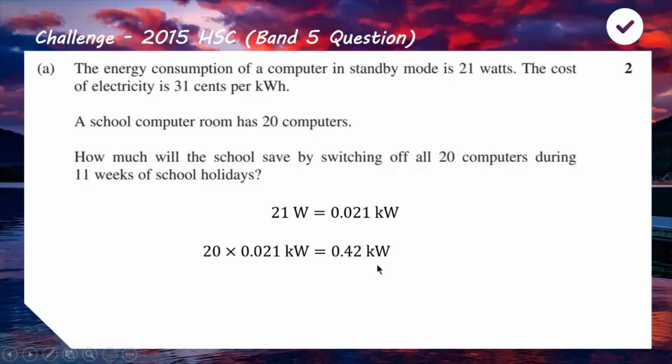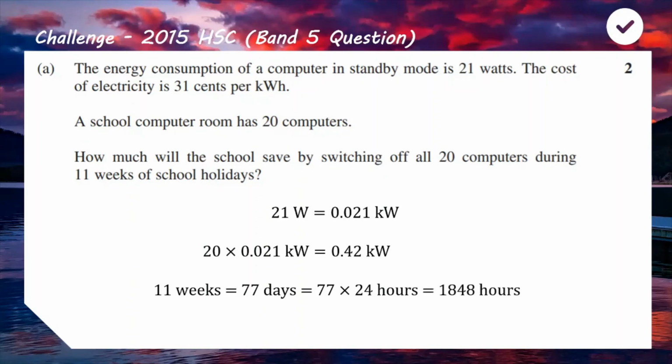And now how long are we going to be running these computers for? 11 weeks of school holidays. We need to figure out how many hours there are in 11 weeks. So think about how you would do that. The number of hours in 11 weeks would look like this. 11 weeks, every week is obviously 7 days, so that's 77 days. Every day is 24 hours, so we do 77 multiplied by 24, and we get 1848 hours.